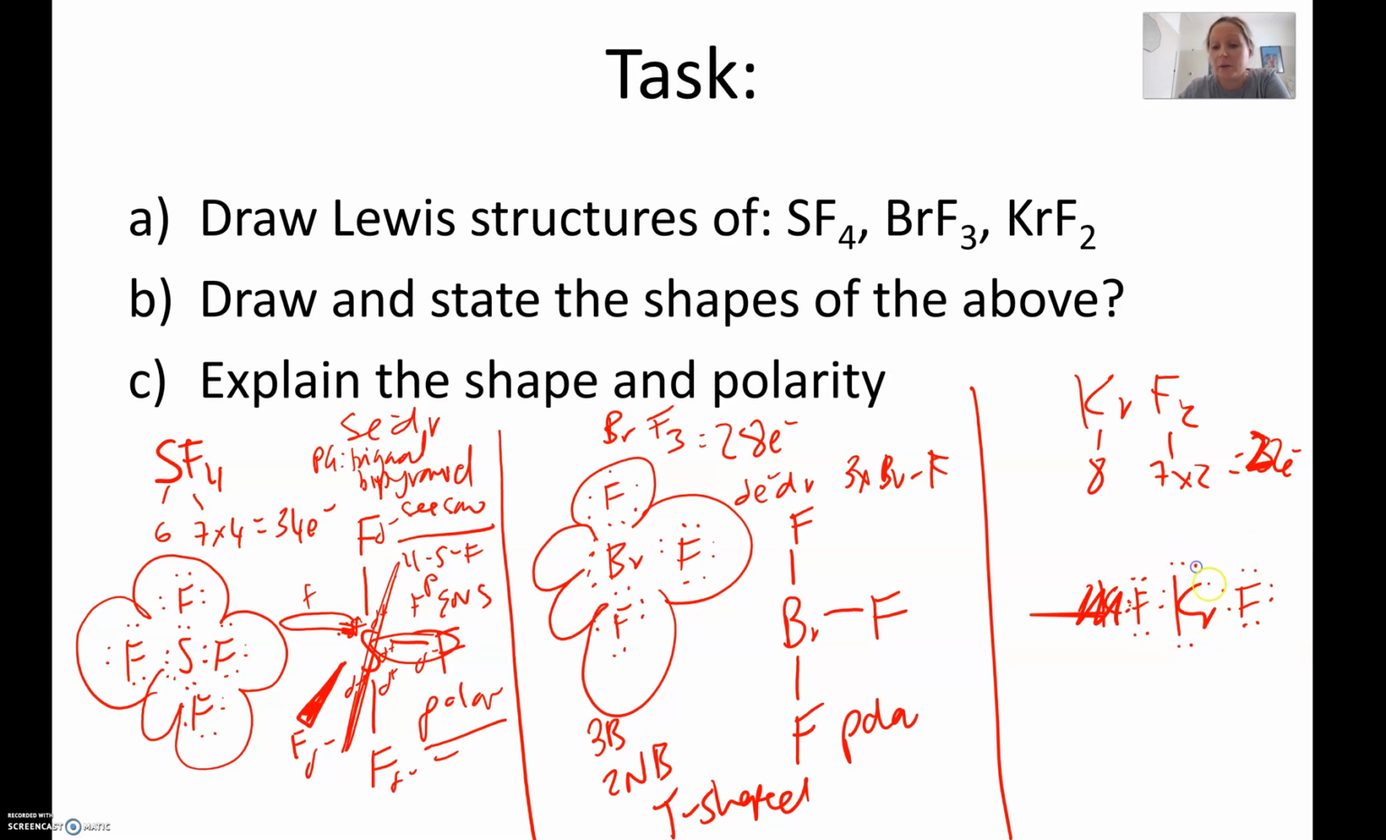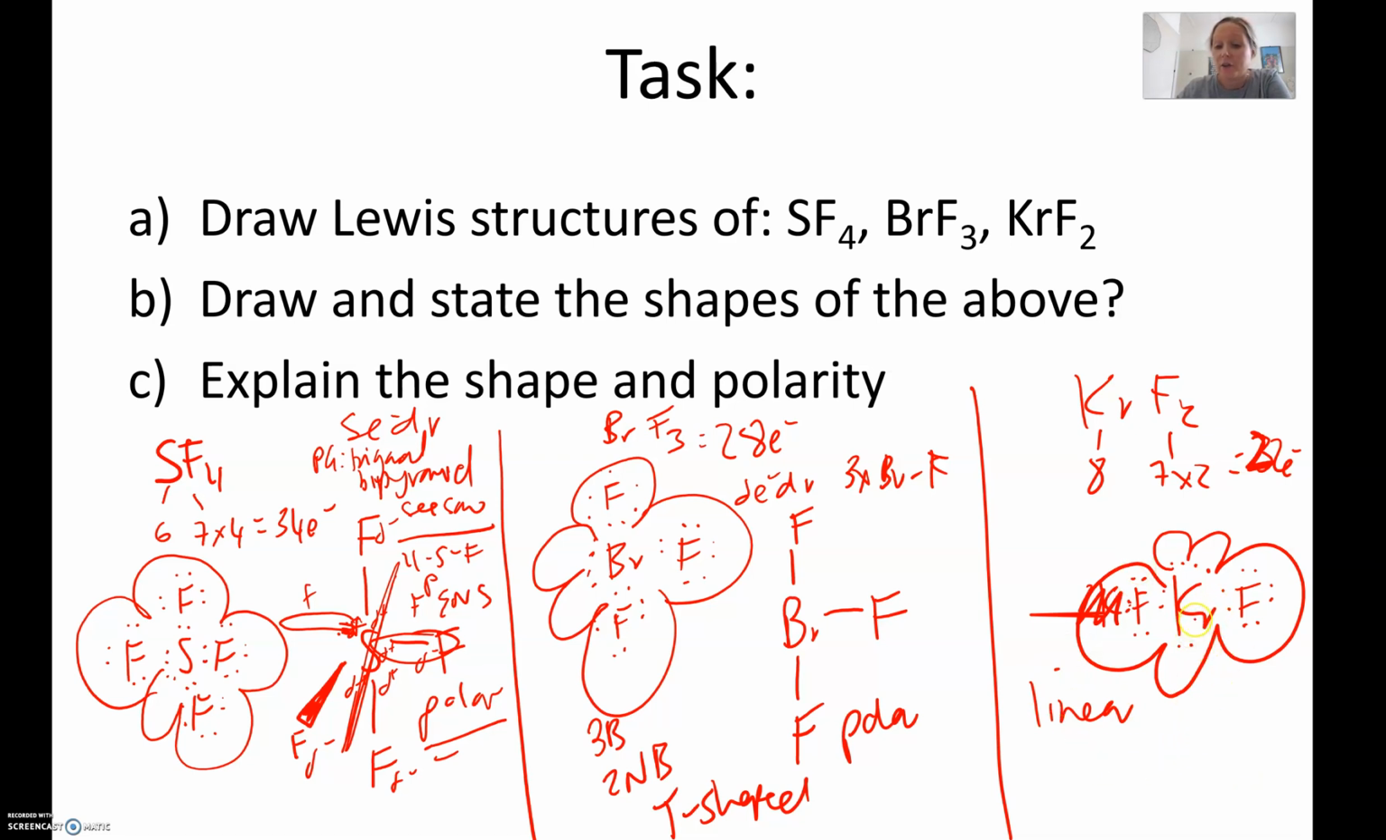So you've got 1, 2, 3, 4, 5 electron density regions, which means that the parent geometry is trigonal bipyramid. There are 2 bonding and 3 non-bonding, so the shape is going to be linear. Despite the fact that there are lone pairs, the lone pairs all cancel out with each other, and so this shape is symmetrical. Let's go through and justify first of all.